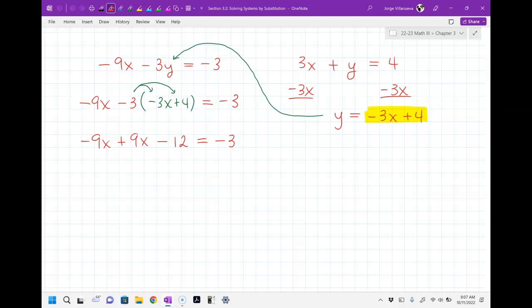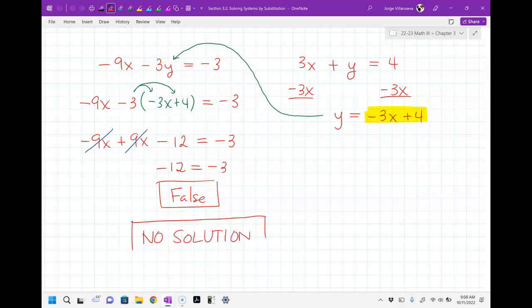All right. What happens on the left side? It cancels out. Negative 9x plus 9x, that's gone. So look what I have. Negative 12 is equal to negative 3. Well, does that make any sense? So if that's a false statement, remember, say it again. No solution. Yeah. If this is false, you're going to write no solution.